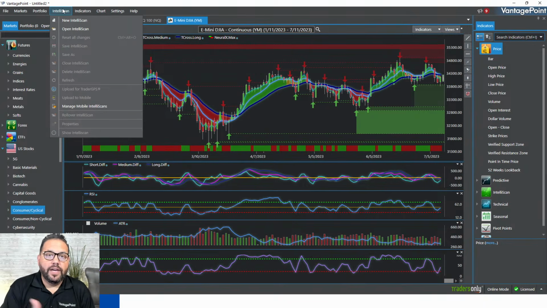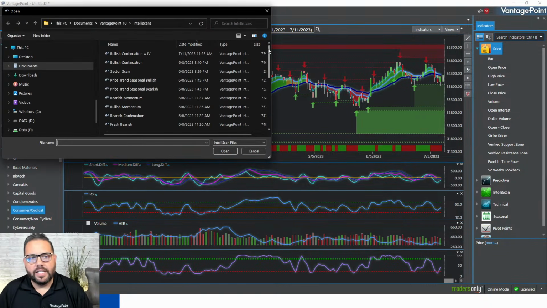Maybe if you're not a VantagePoint user yet, there's, I'm sure, a scanning system or a process, a method that you have to go find opportunities that match your market overview. When you're trading along with the current of the markets and the markets are bullish, well, then you can go look for some bullish opportunities. So I'm just going to go open an Intelliscan.